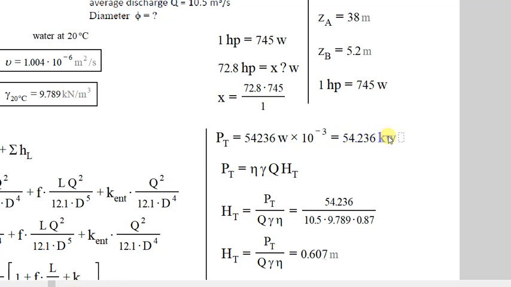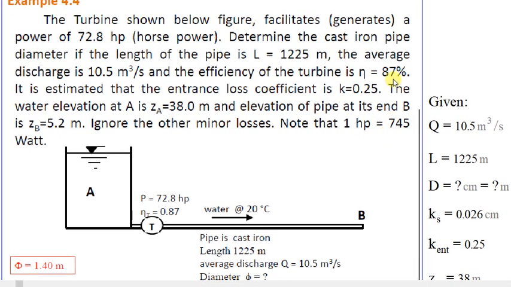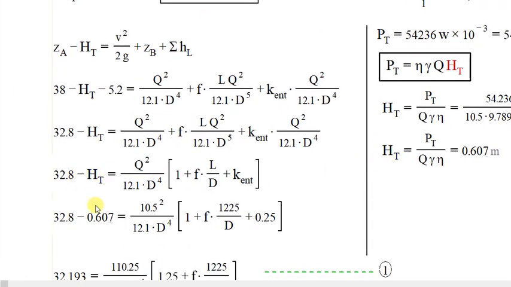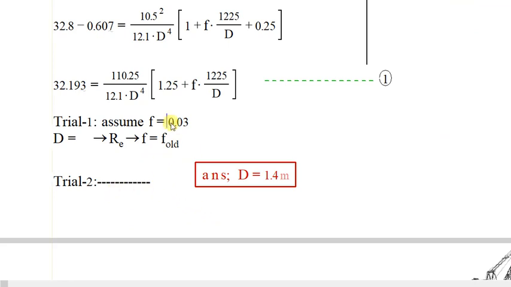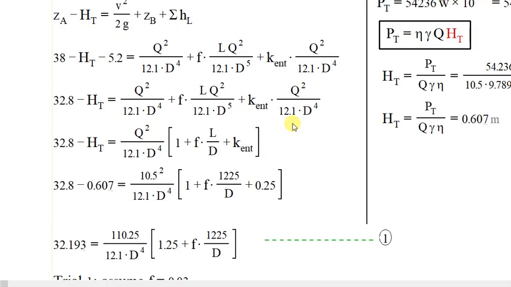Then since the power is given, we can check the power equation and try to find the head of the turbine, because efficiency is given. They even mentioned it in the question: efficiency is 87%. So we found the head of the turbine, and it will be in meters. Then we will add it there. The rest of the question is just a type 3 problem, normal solution. Okay, that's it.